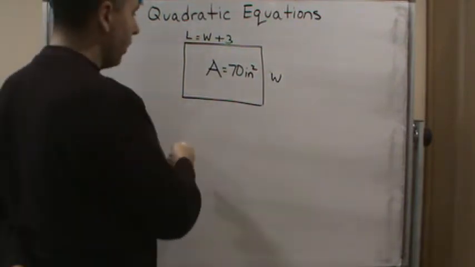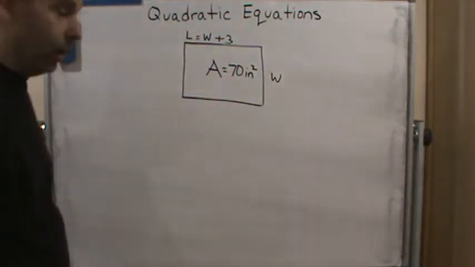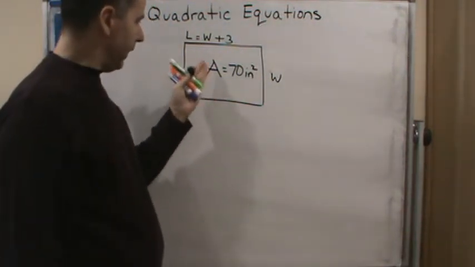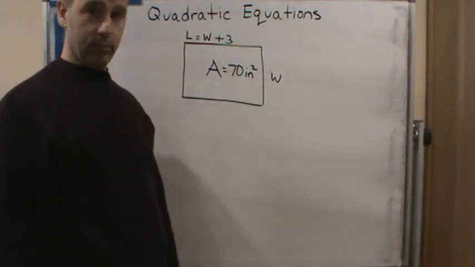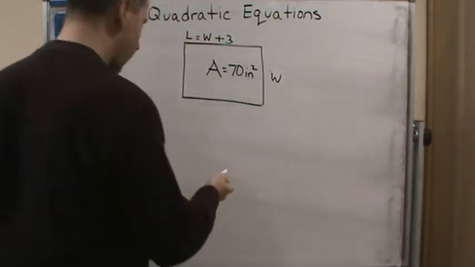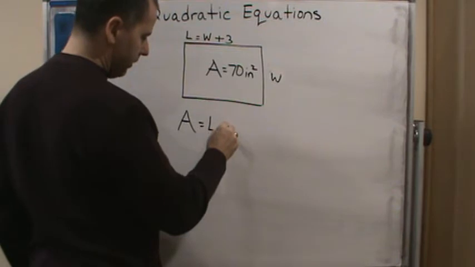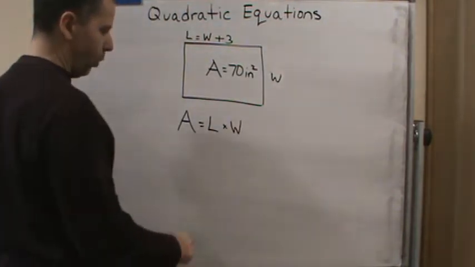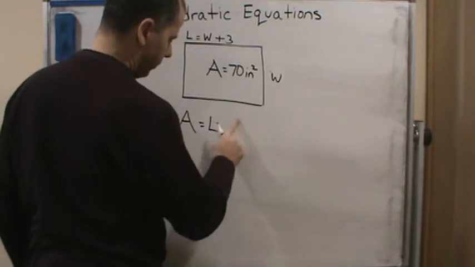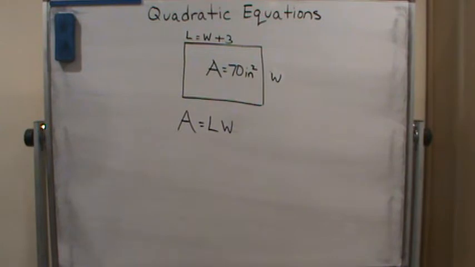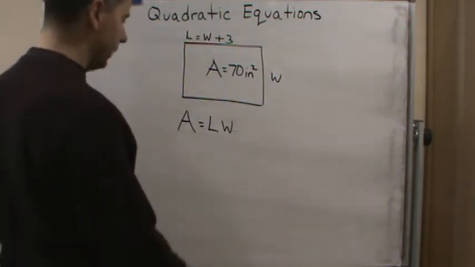So guess what? We want to find L and W. Let's use area. What formula relates area, length, and width? The formula for area of a rectangle. What's the formula for the area of a rectangle? A equals length times width. Or in algebra, we could just go LW, which also connotes multiplication.